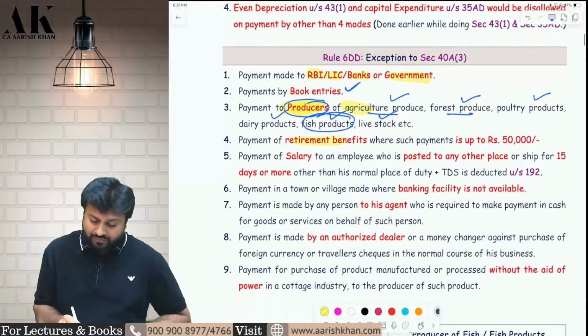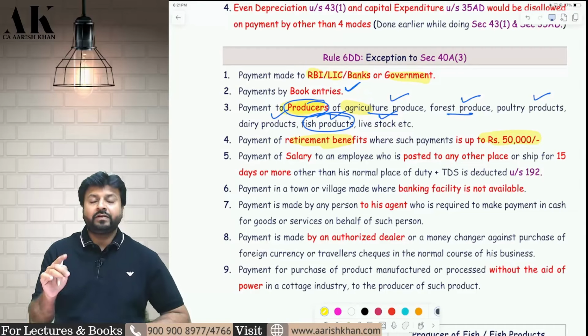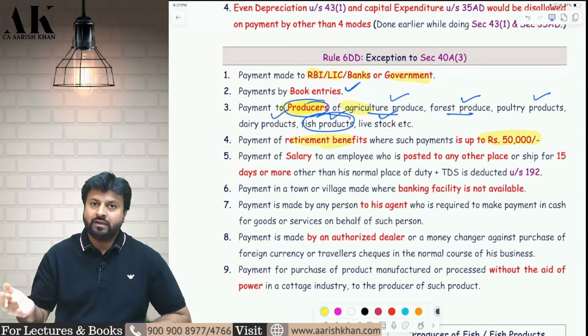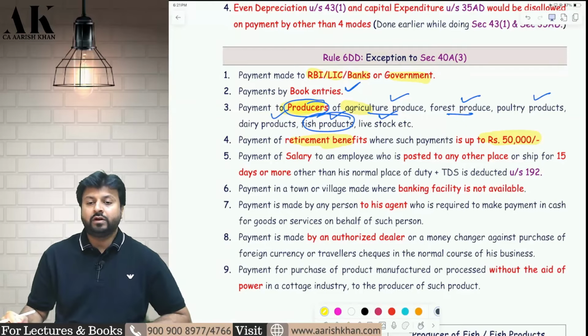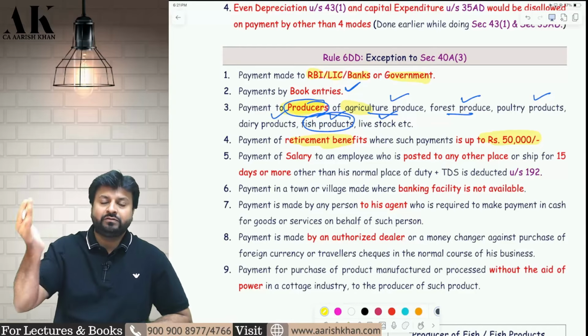Then, if you make a payment of retirement benefit to anyone, you can make the payment up to 50,000 in cash. Like if you make a payment of PF, pension, gratuity or VRS, you can make the payment up to 50,000 in cash. It is allowed. For retirement benefits, they have given a higher limit of up to 50,000 in cash.